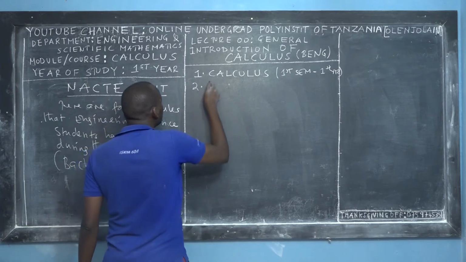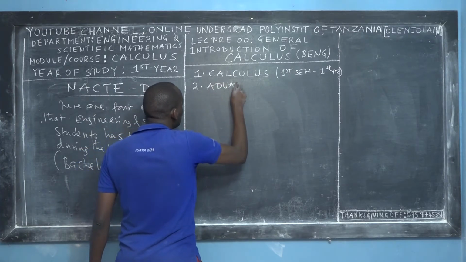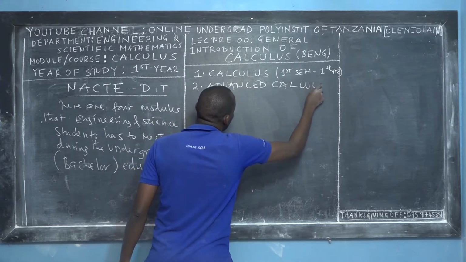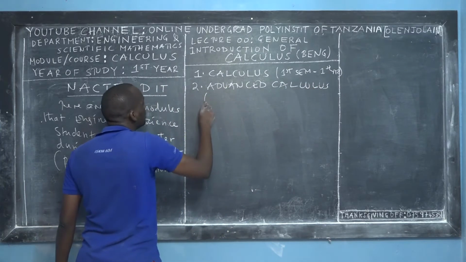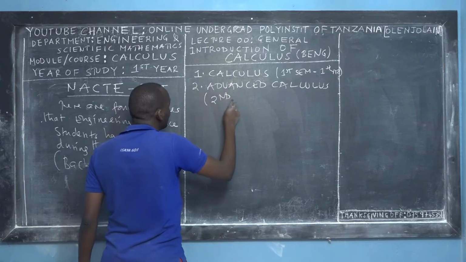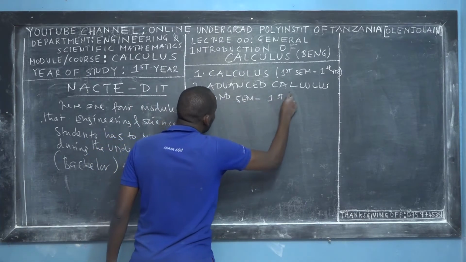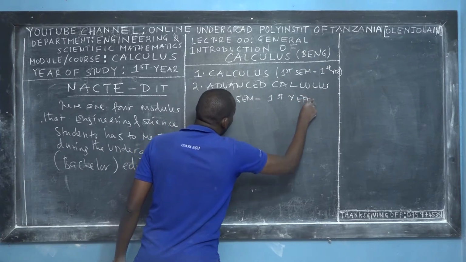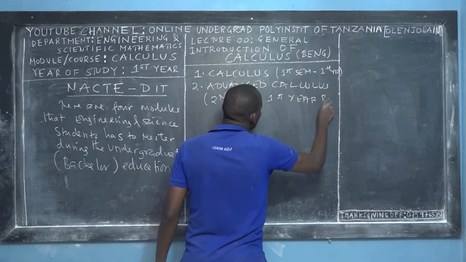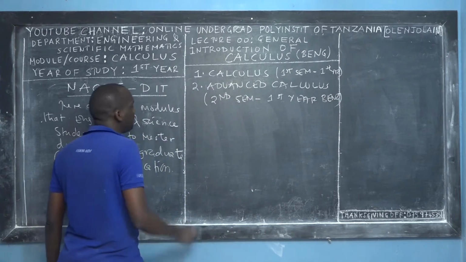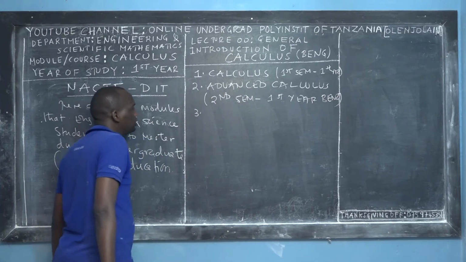And then the next module is called Advanced Calculus. Say with me, Advanced Calculus. So this also has to be covered in the second semester of first year. And there we used to call them BEng students, or BEng program, or BEng course, or BEng module.